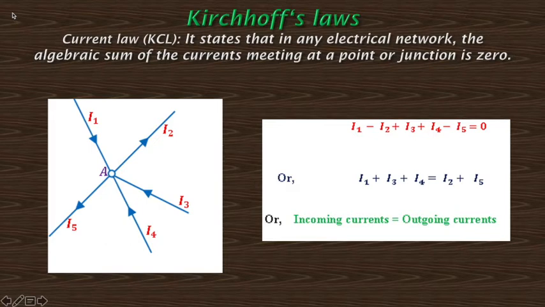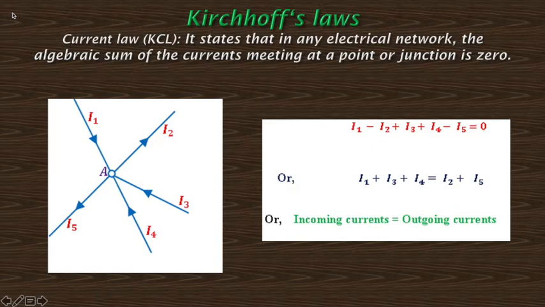Kirchhoff's law. Kirchhoff's laws are used to understand how current and voltage work within a circuit. These laws are also used to determine the equivalent resistance of a complicated network of conductors. There are 2 different laws, current law and voltage law. Kirchhoff's current law, or point law, that means KCL.